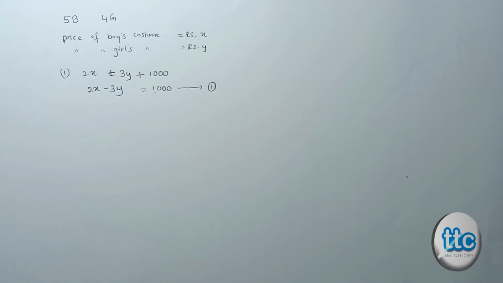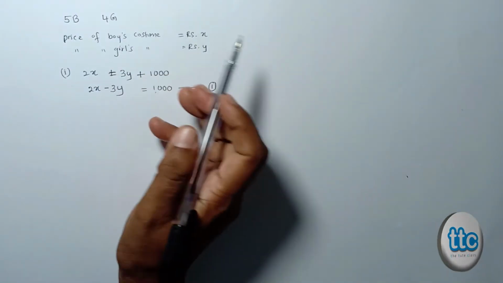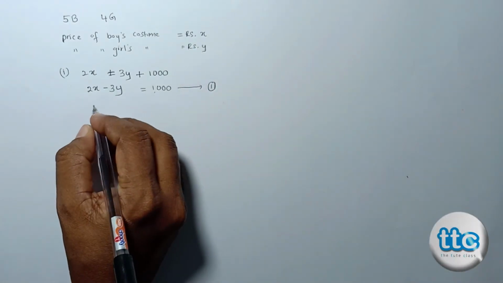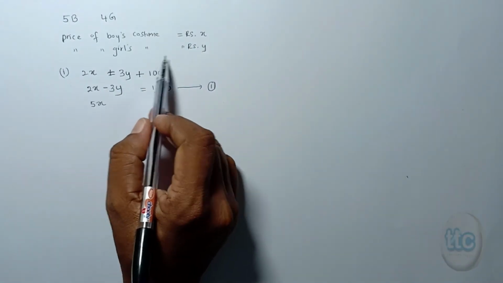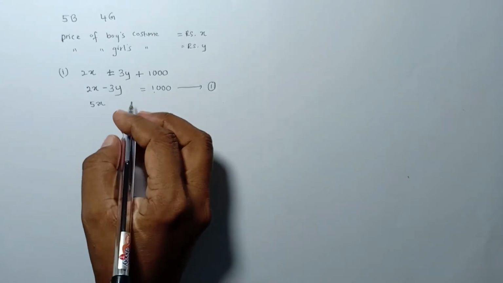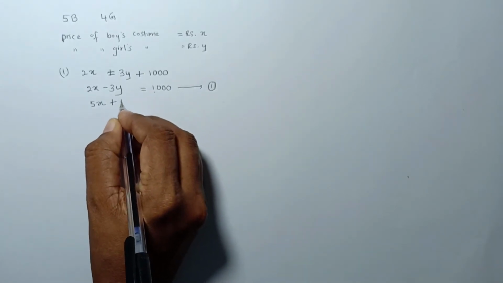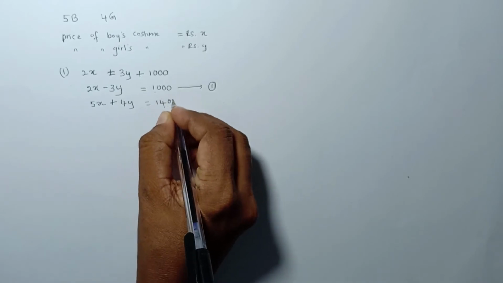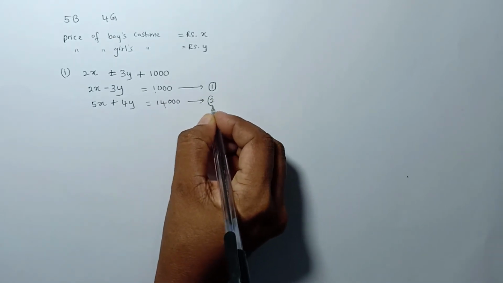How to construct the second equation? The question says the cost of the costumes of all the children in the group was 14,000 rupees. How many children are there in this group? 5 boys and 4 girls. The boys' costume is X rupees, therefore 5 boys cost 5x. Girls' costume is Y rupees, therefore 4 girls cost 4y. So 5x plus 4y equals 14,000. This is the second equation.